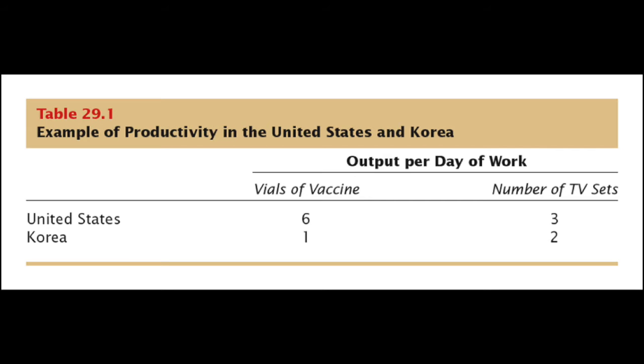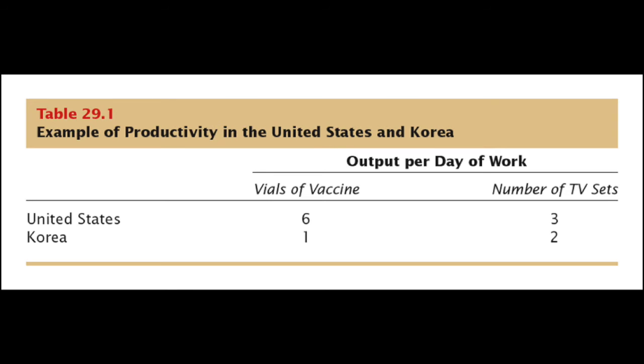Which country has the comparative advantage in the production of vaccines and TV sets? For vaccines, the United States opportunity cost of one vaccine is half a TV set, while the opportunity cost for Korea is 2 TV sets. The United States has a lower opportunity cost and hence the comparative advantage in vaccine production.